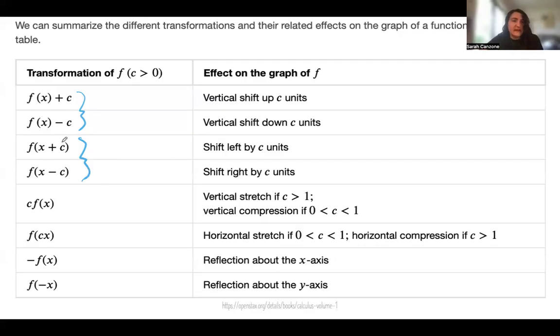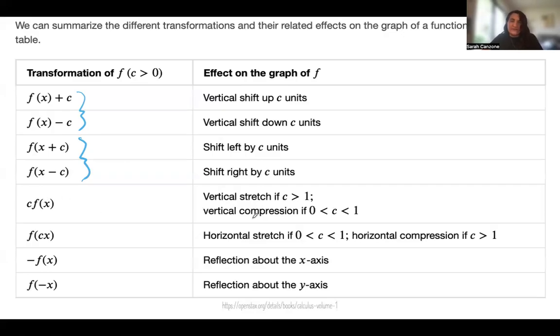So for example, if you see x plus c within the parentheses, the opposite of plus is minus, and minus usually indicates left. And so you're shifting left by c units. Same here, if you have minus c inside the parentheses, well, the opposite is plus, so you're going right c units. Here you have c times f of x. So this is again happening to your f. This is not inside of the x. So this is a vertical transformation, which means you just multiply all of your y values by c.